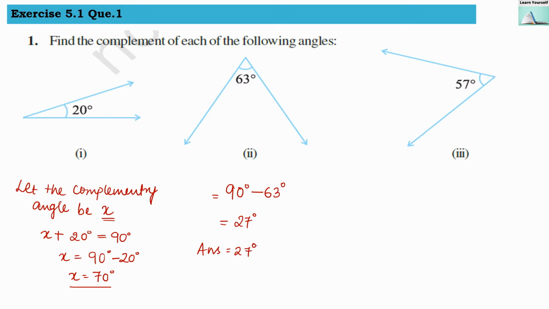Third numerical, we have the angle 57 degrees. So let us subtract this from 90 degrees. So 90 degrees minus 57 degrees, we will get 33 degrees. So our answer here is 33 degrees.